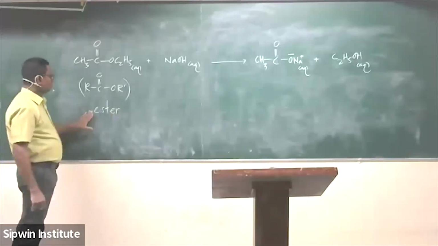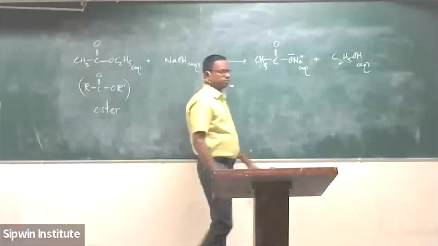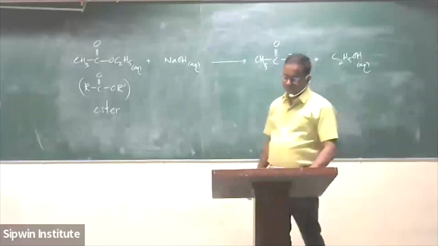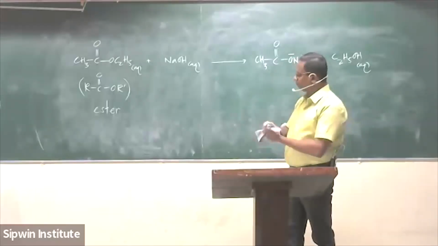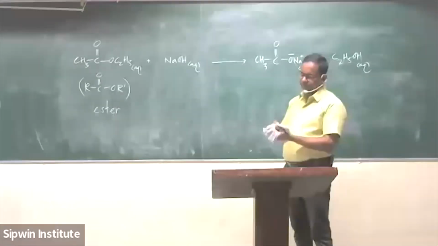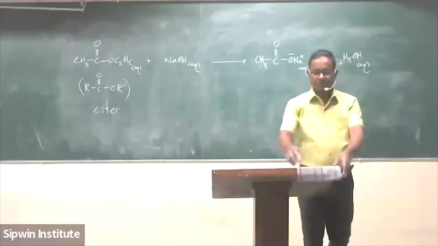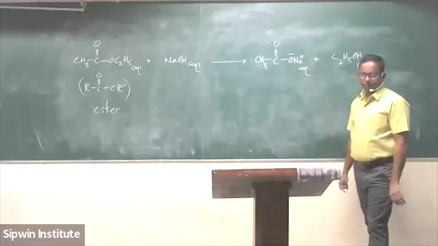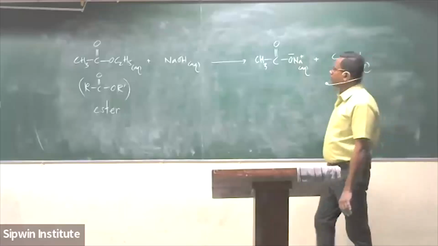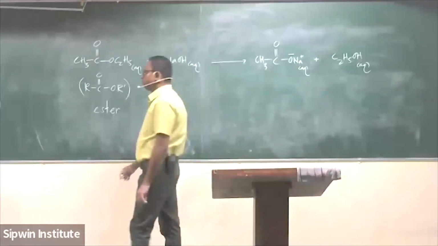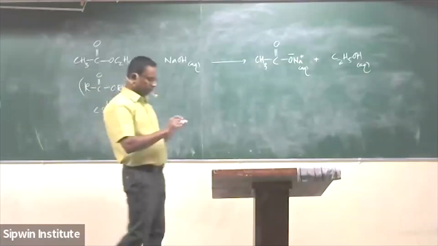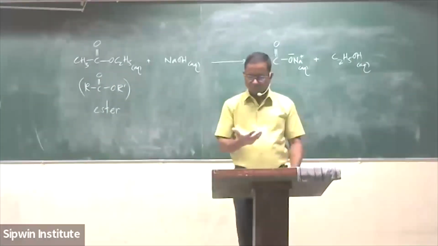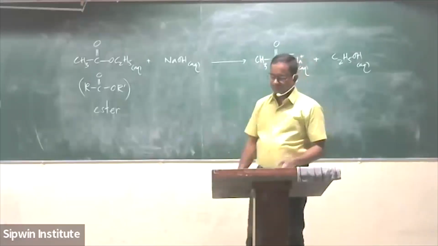Ester with the sodium hydroxide. Carboxylic acid converts into the anion, COO minus Na plus, and the alcohol, C2H5OH. Right?